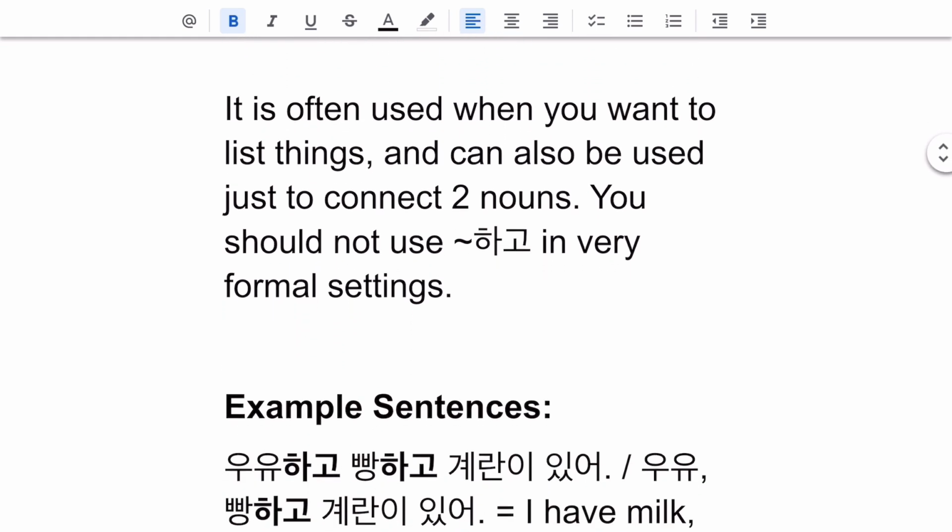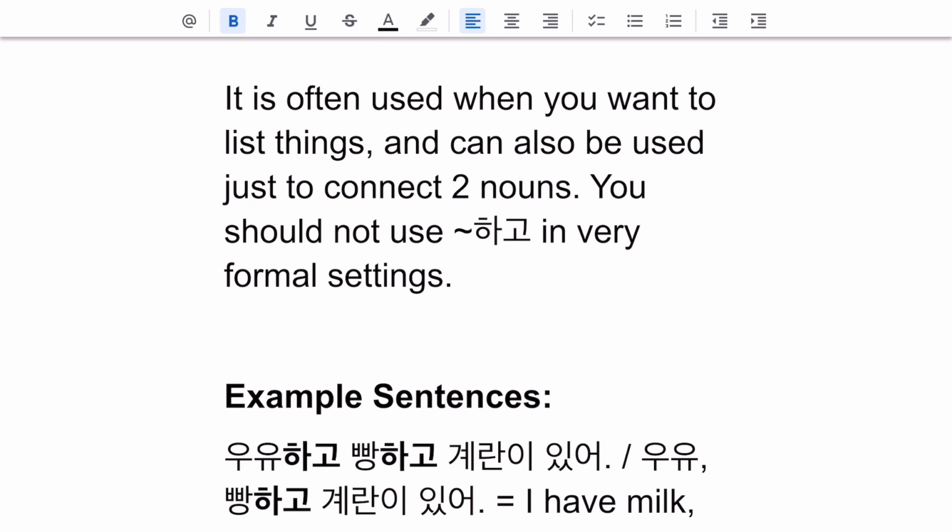It's often used to list things, like when you want to make a list: I want to buy this and that and that. In that case, you want to use 하고. You can also just use this to connect 2 nouns. Although 하고 shouldn't be used in very formal settings, it is considered the most common way to say "and," and it's also very casual.